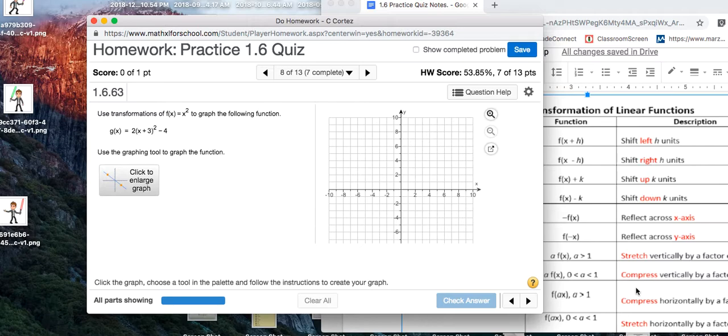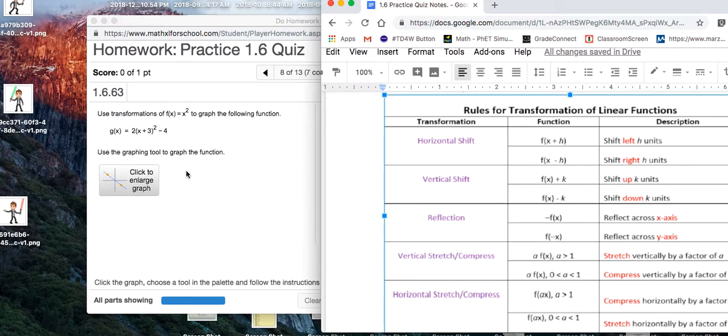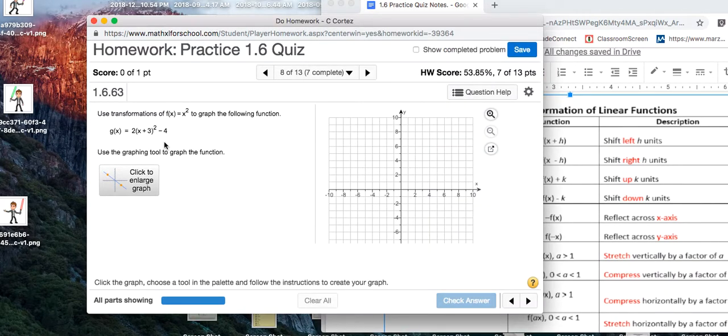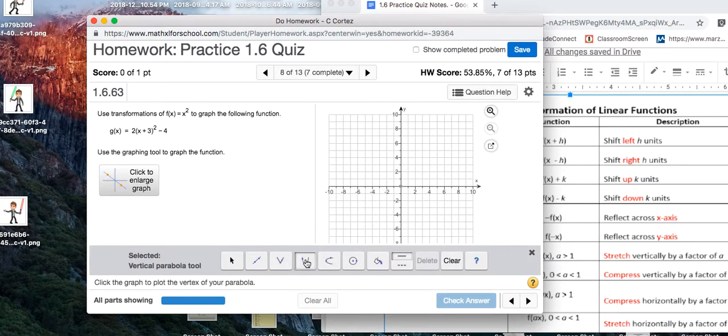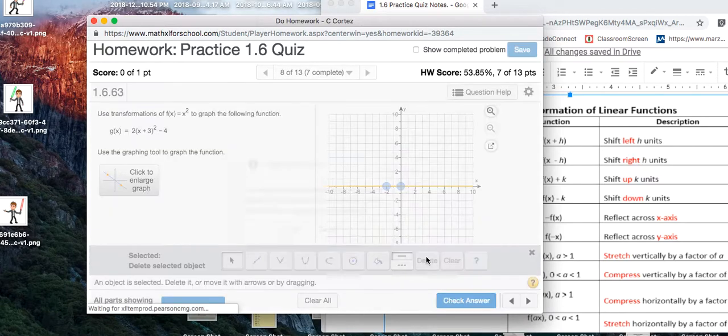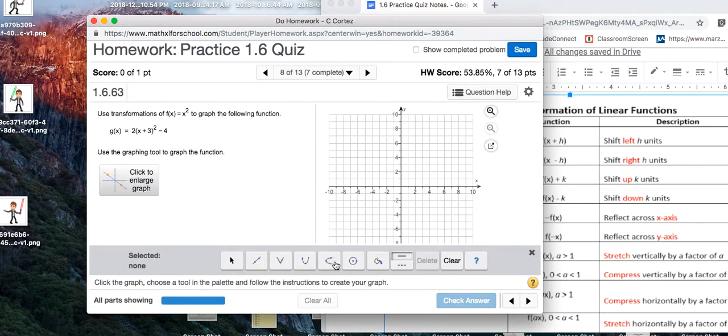2 is outside parentheses, so this is a stretch, moving this over 3 units to the left and then up -4. So we're moving this over 3 units, but then we're also going down 4. So in one take, we're over 3 units, we're going down 4. This is then amplified twice as much.